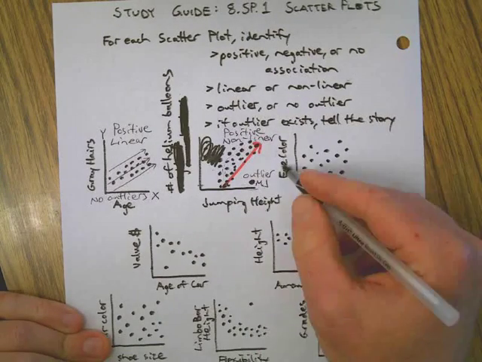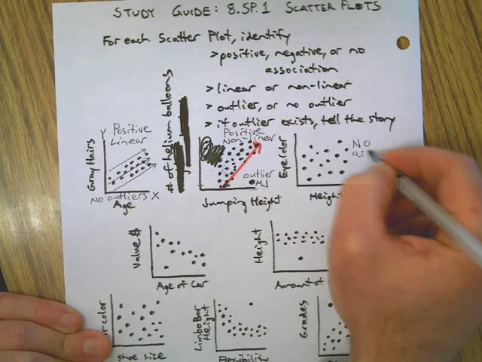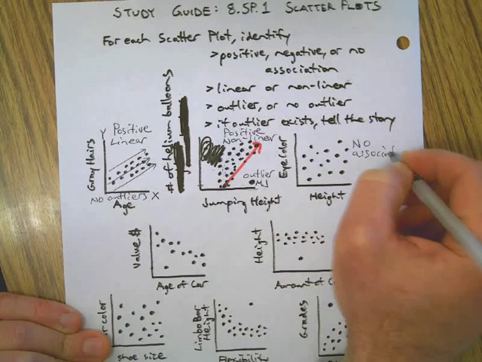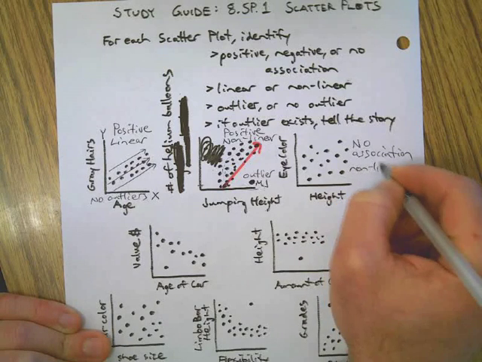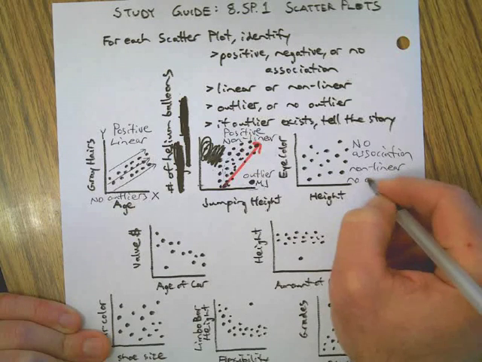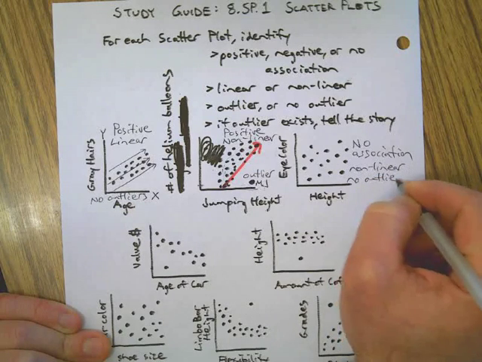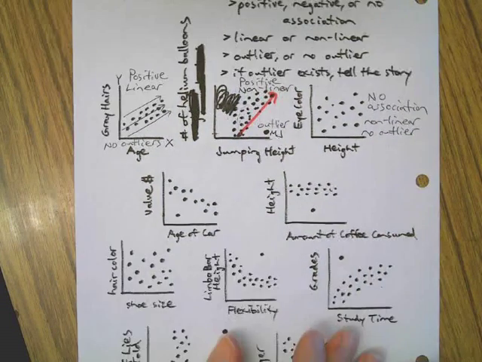Third one, height and eye color. There is no association here. It is truly scattered all over the place. It's non-linear, right? It doesn't form a line. And there are no outliers here. Very simple. Next, age of a car and how much it's worth.